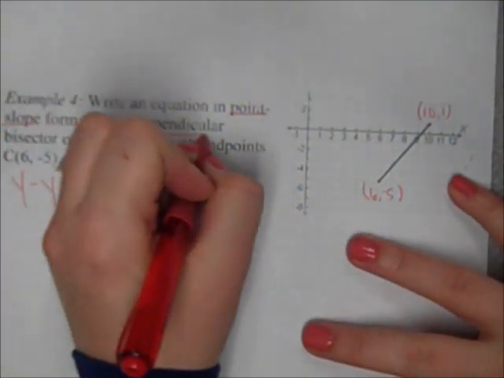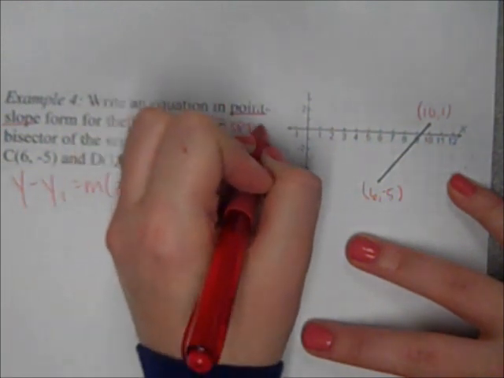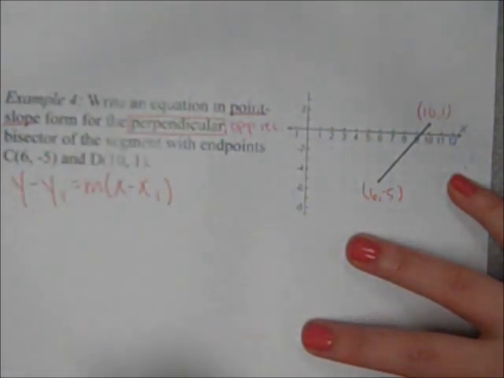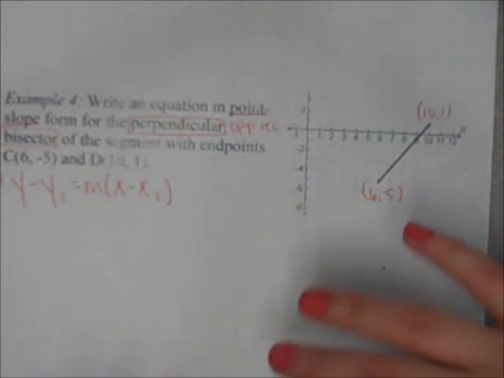So, two things going on here. I want it to be perpendicular. And we talked about at the very beginning that perpendicular means it's going to have an opposite reciprocal slope. And I want it to be a bisector, and we've talked about several times this year that bisector means it's going to go through the midpoint. So two things I'm looking for: an opposite reciprocal slope going through the midpoint.